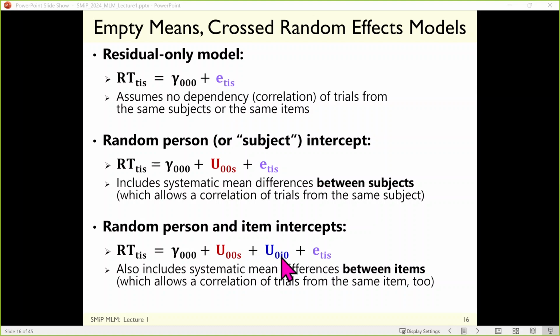Then we get a bump based on which item it is. Items that are more difficult would have positive blue U values here because it would take longer to solve those items. Items that are easier would have lower values. And then E is whatever's left. Like I've already controlled for which subject this is, which item this is. I don't know why the response still isn't perfect. Everything else just goes into E. And so this would be trial-specific remaining variability.